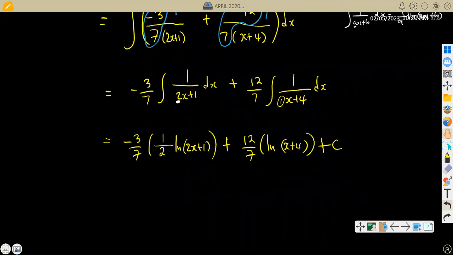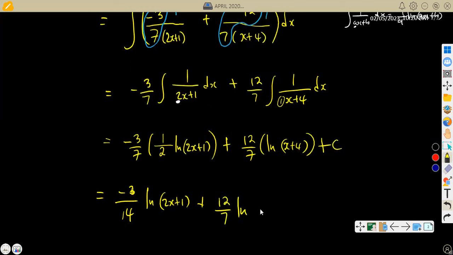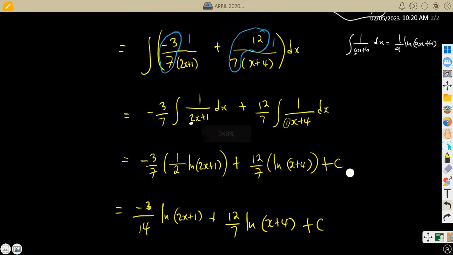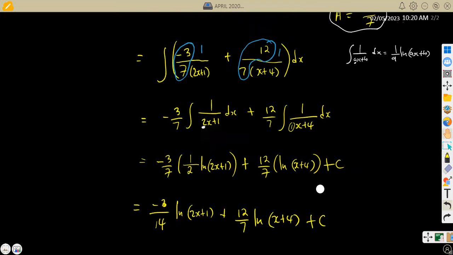So that means we can just expand these brackets that we are having. Negative 3 over 7 times 1 over 2, that's negative 3 times 1, which is negative 3 over 7 times 2, that's 14, and we remain with ln 2x plus 1. Okay, we move on here, we just have to combine, so it's just plus 12 over 7 ln x plus 4, we just combine like that. There's nothing that you can do further here. All right, so that was the final answer that you're going to obtain. Negative 3 over 14 into ln of 2x plus 1 plus 12 over 7 into ln of x plus 4 plus the constant of integration.